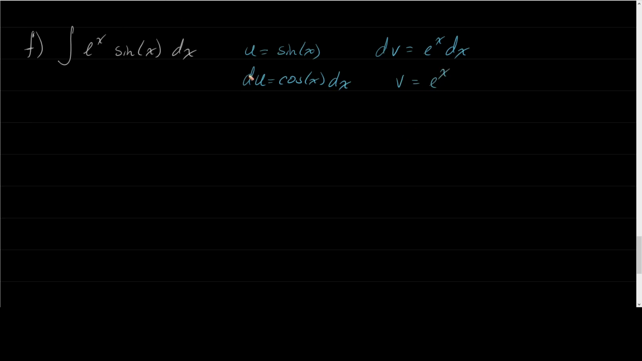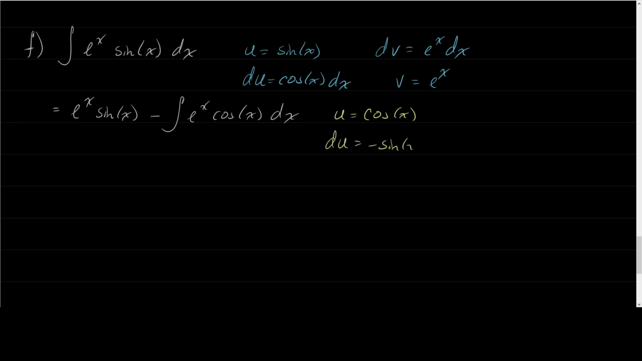So what we get now by applying the integration by parts, I have uv, so I write it as e to the x sine x, minus integral of v du, so e to the x cosine x dx. And now in there, I'm going to have to do integration by parts again. So in here, I'm going to say, well, let u be equal to cosine of x. Therefore, du would be negative sine x. And then dv would be e to the x dx. Therefore, v is just, again, e to the x.